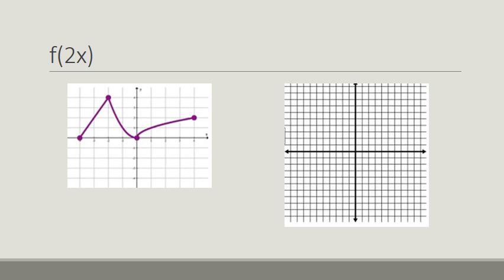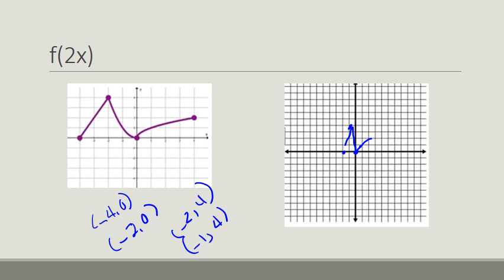On the inside, everything is half. So my x values become half. The point negative 4, 0 becomes negative 2, 0. The point negative 2, 4 becomes negative 1, 4. The 0, 0 stays the same. That 1, 1 becomes a half and a 1. And the point 4, 2 becomes 2, 2. So it's horizontally shrunk.